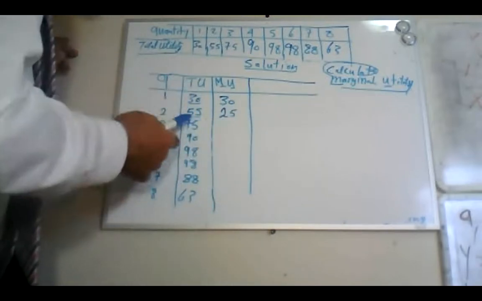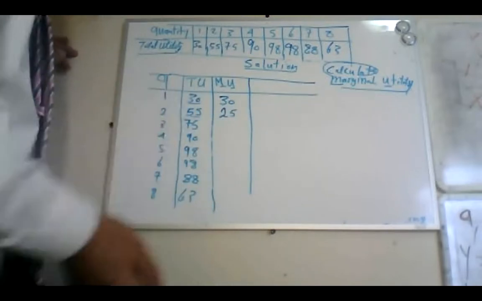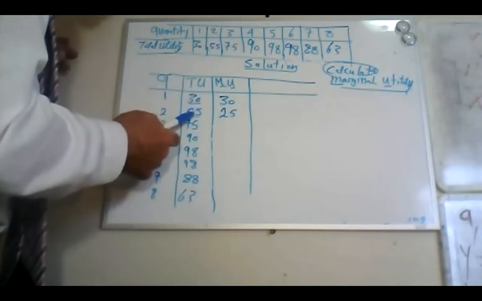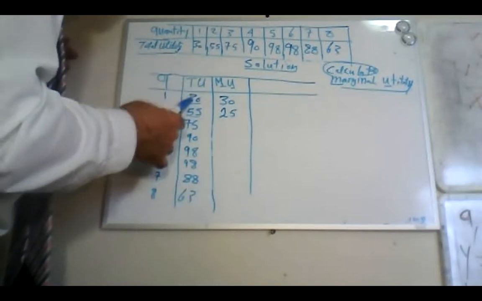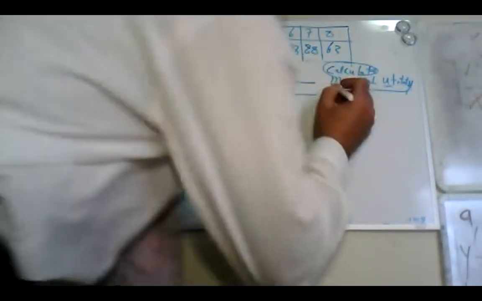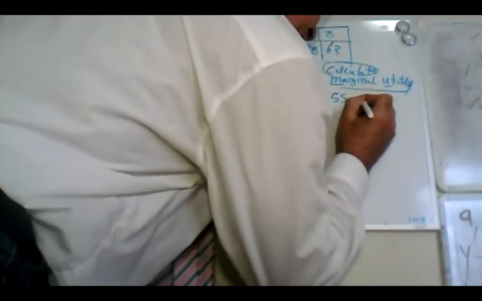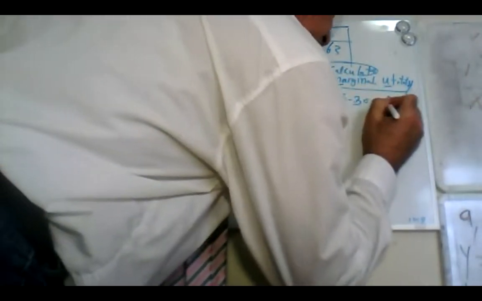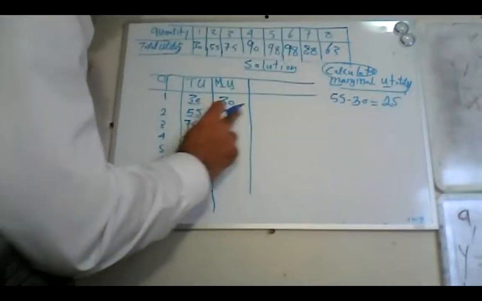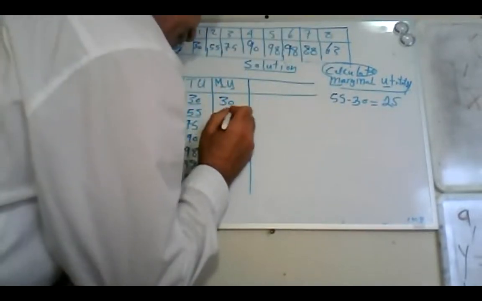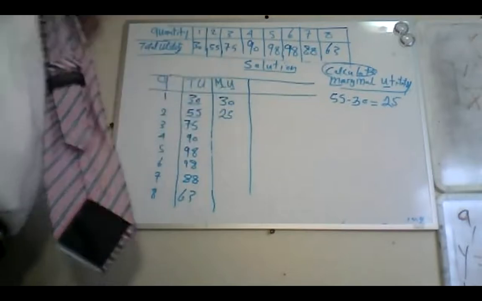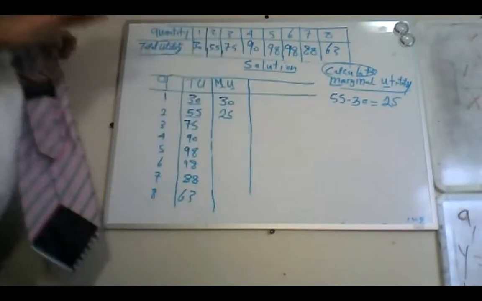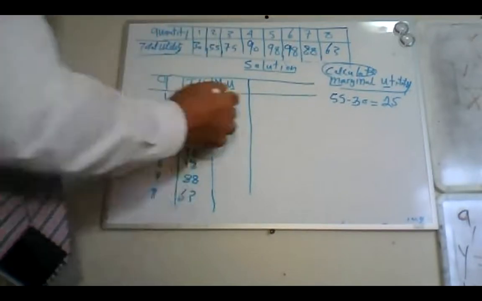What is the change that happened in the total utility? It was 30, and it became 55. Then I would say the change is 55 minus 30, which gives me 25. And here we go, here is 25. Again, I'm saying the first number we put in the total is the same number we put in the marginal utility. And go on the same way.